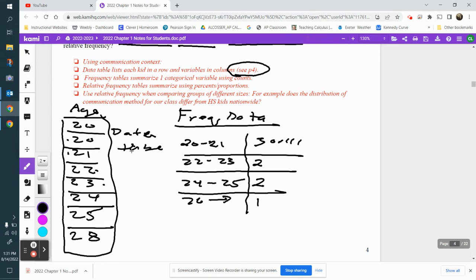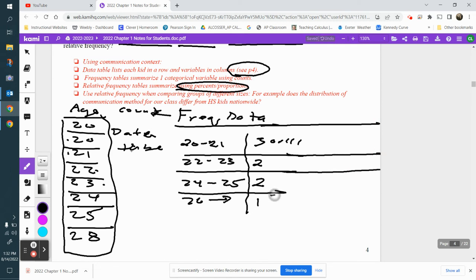Then we change the data table and we kind of break it into categories. So we use counts. Frequency means count. So we're going to count things. And then a relative frequency is a much better representation. So I'm just going to extend this table, because a lot of times that's all you're going to do, you're going to extend the frequency table.